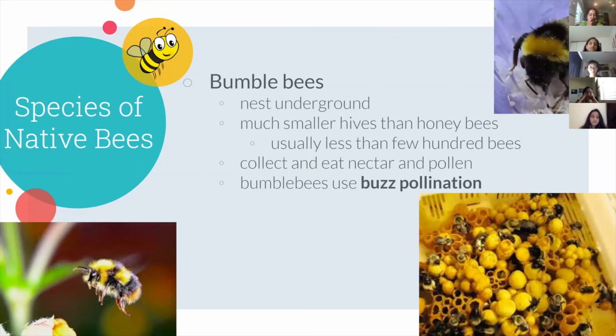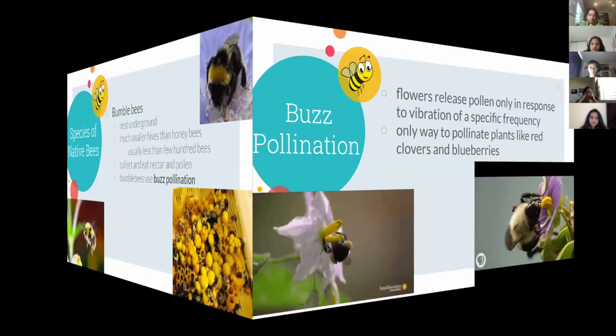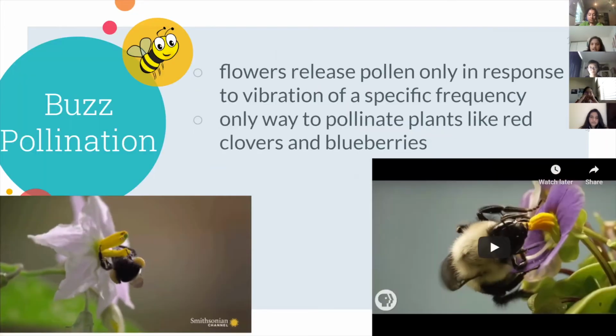They collect and eat nectar and pollen like any bee, really. And they also use buzz pollination, which is like their special trait. Bumblebees use buzz pollination. So in this next slide, we're going to see how buzz pollination works.